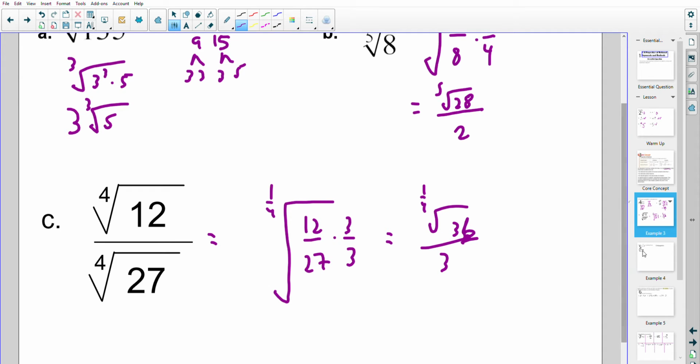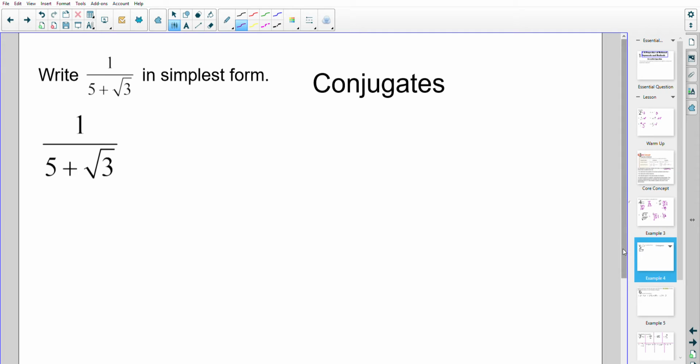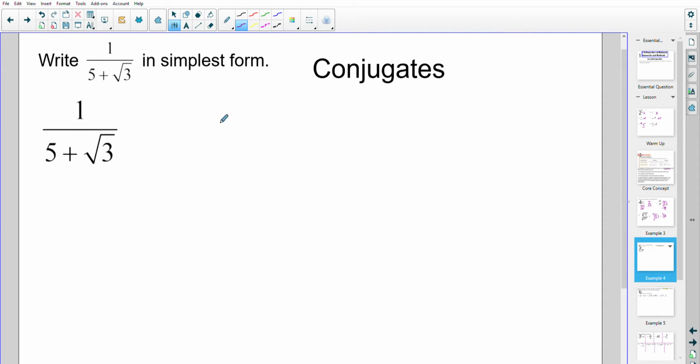You can't combine them. Now, you also have something called conjugates. And a conjugate, the problem with this is that you have a radical in the bottom. So you want to get the radical out of the bottom.